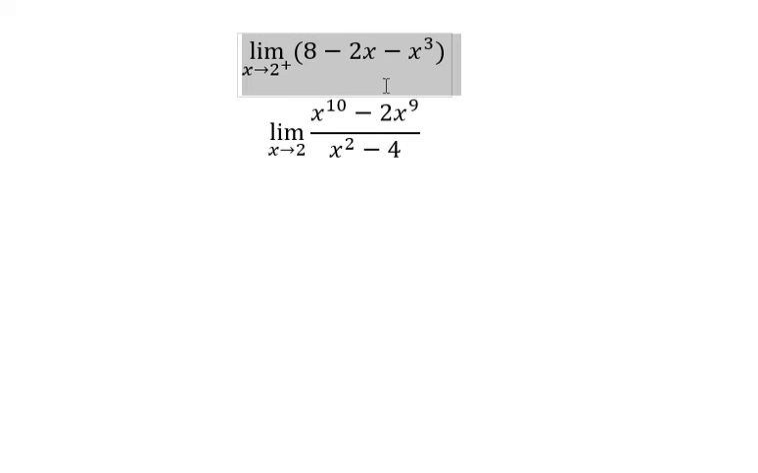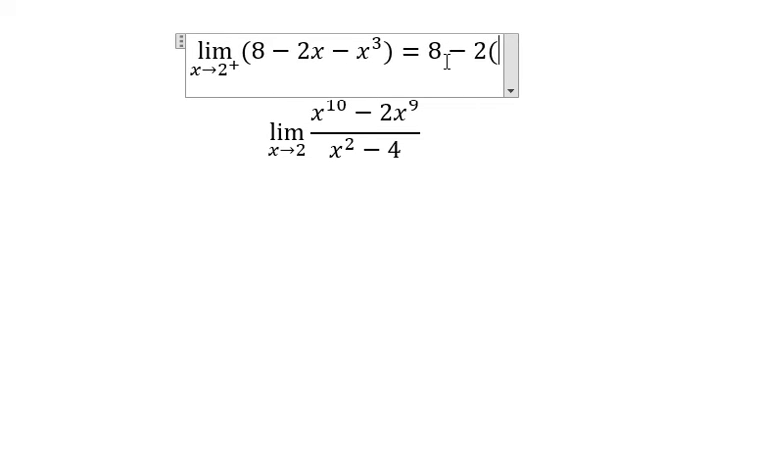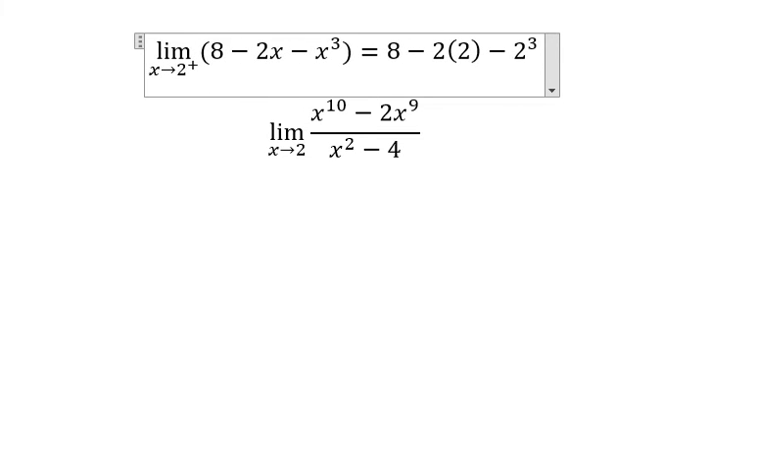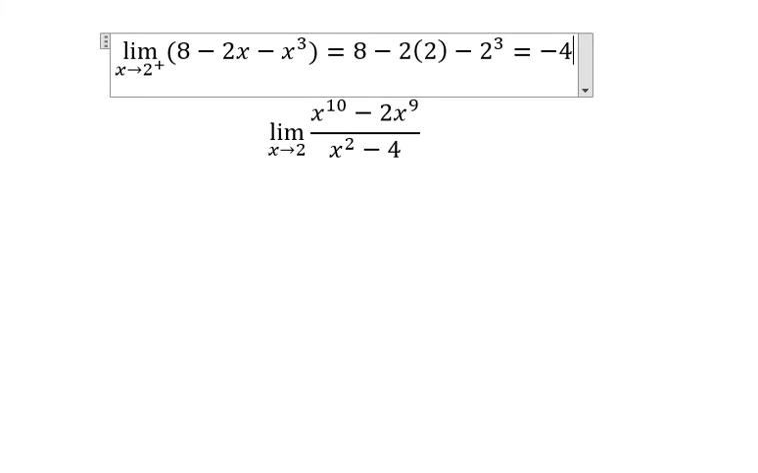For question number 1, we just put number 2 gone here and here. So we have the final answer. And we got the final answer. You got negative number 4.